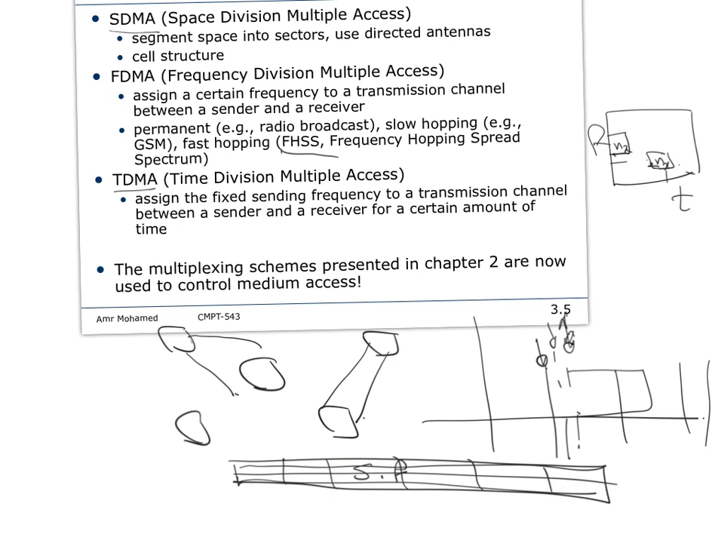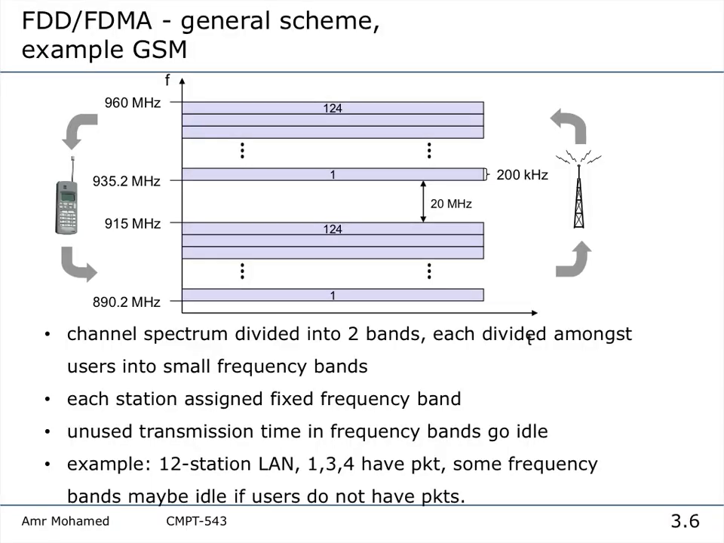Okay. Essentially, what we're trying to do here is use the multiplexing schemes for controlling the access to the medium. That's why now we're talking about multi-access, not multiplexing, right? The transmission is happening from multiple nodes on a shared medium.